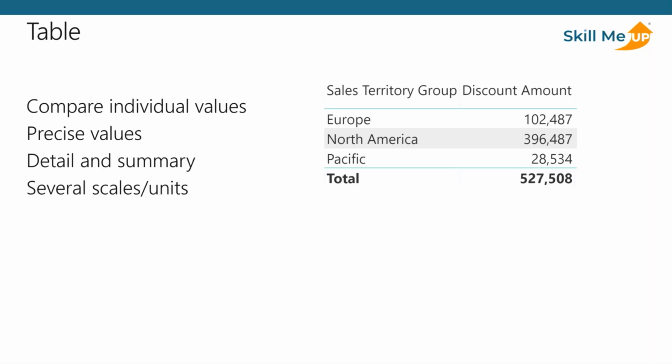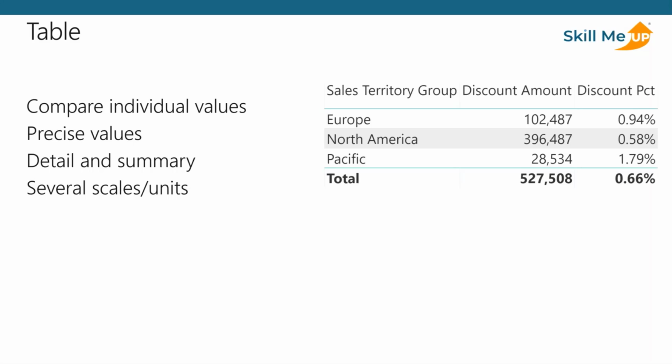We can also add several scales and units. This is also something it's really hard to do in other visualizations. You could have 2 axes, for example, but always take care if you have more than one axis that people really know what kind of axis which value is referring to.